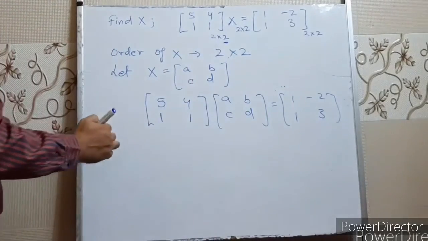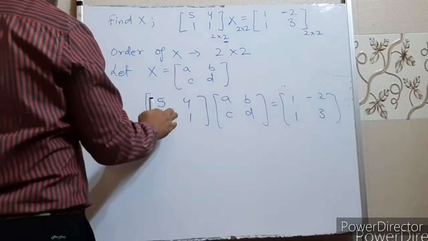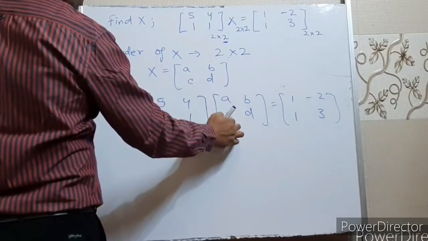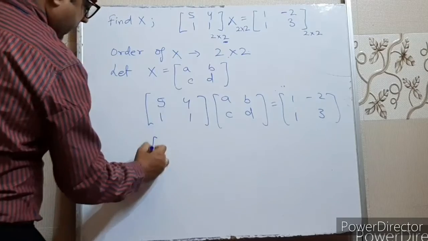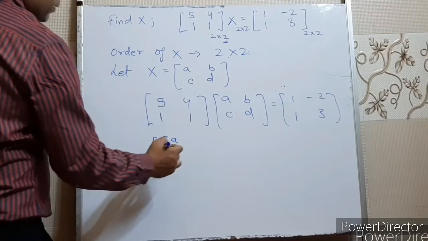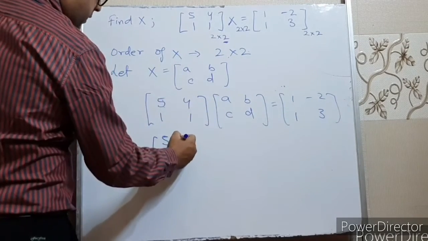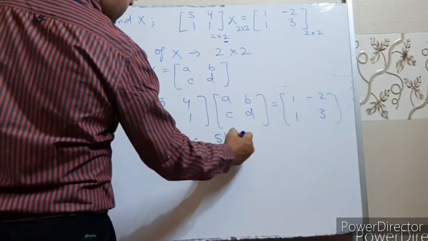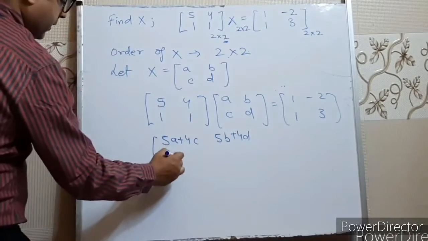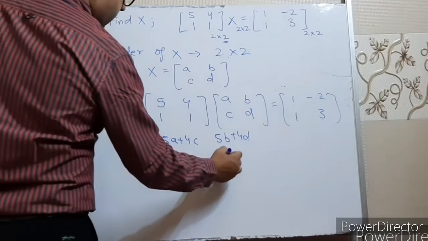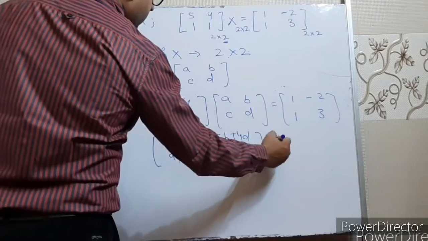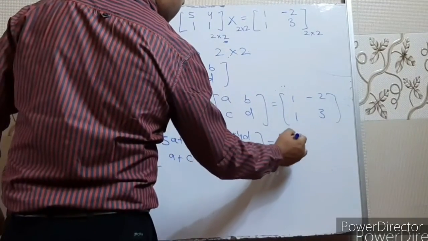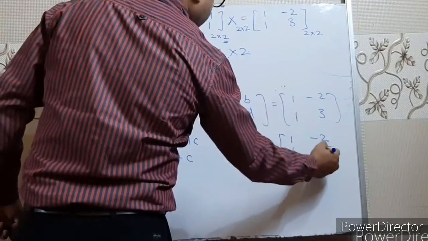Okay. Now, when you do the multiplication, you know, children, how to multiply row by column. So when the first row multiplies the first column, 5 into A, what will we get? 5A, right? 4 into C, plus 4C. Similarly, first row, second column, what will we get? 5B plus 4D. Then here we'll get A plus C. Then here we'll get B plus D. All these terms, this matrix will become equal to the product matrix, which is given as 1 minus 2, 1 and 3.